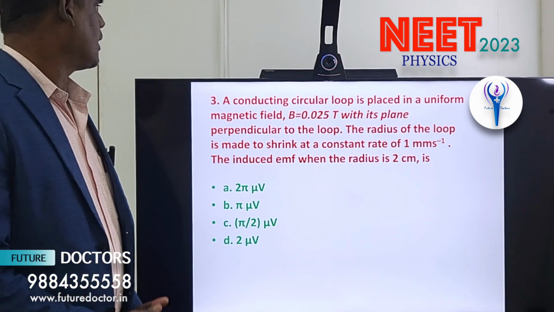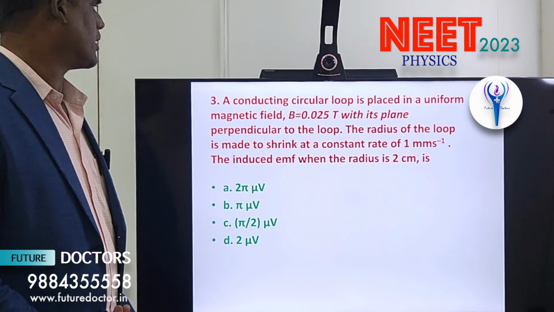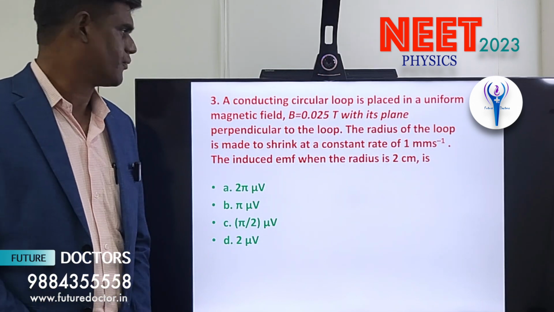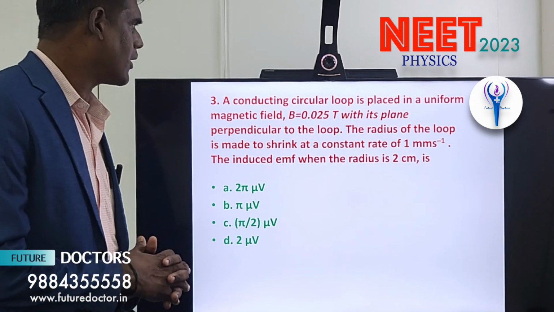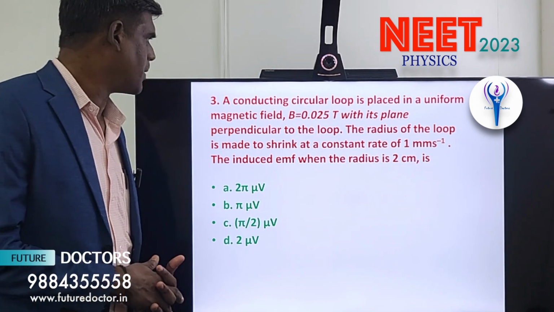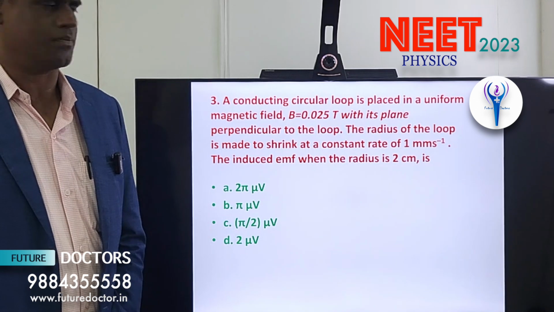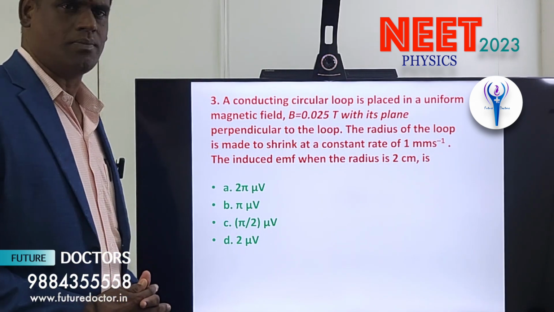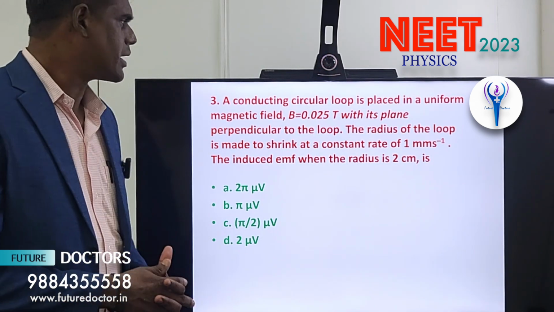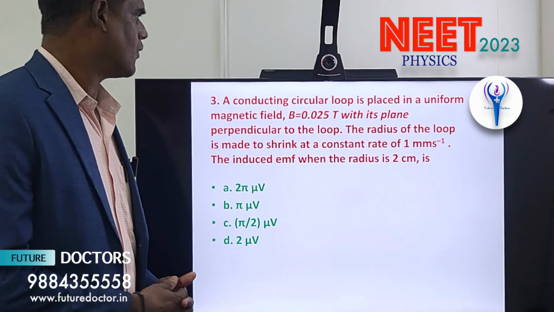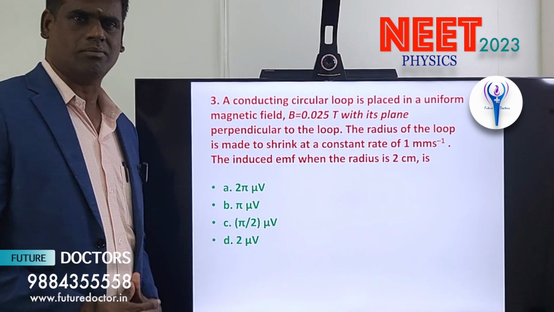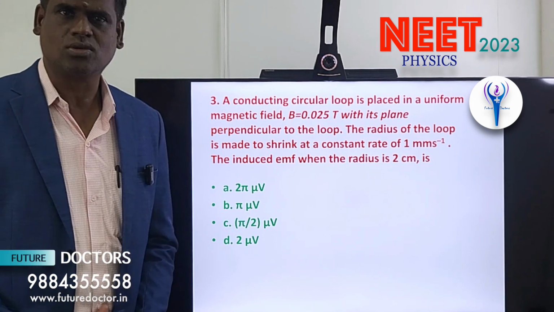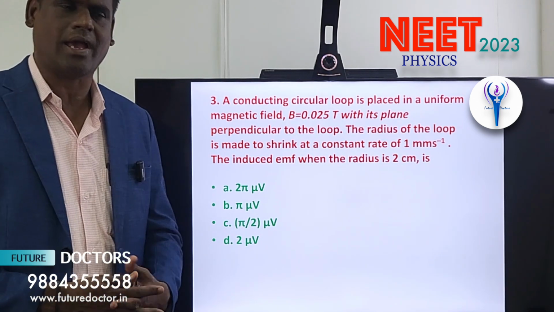A conducting circular loop is placed in a uniform magnetic field B equal to 0.025 Tesla with its plane perpendicular to the field. The radius of the loop is made to shrink at a constant rate of 1 millimeter per second. The induced EMF when the radius is 2 centimeter is dash.